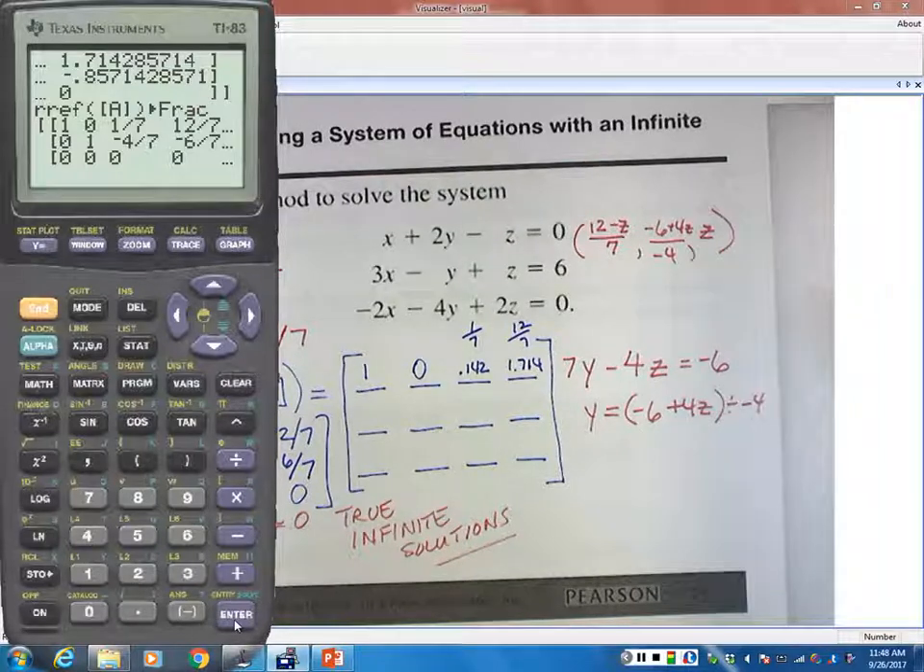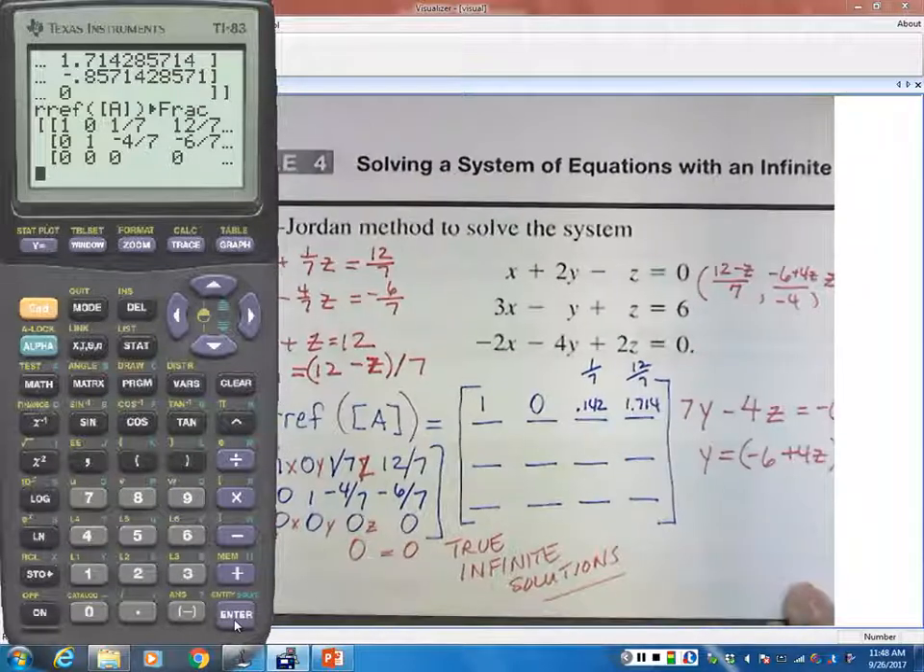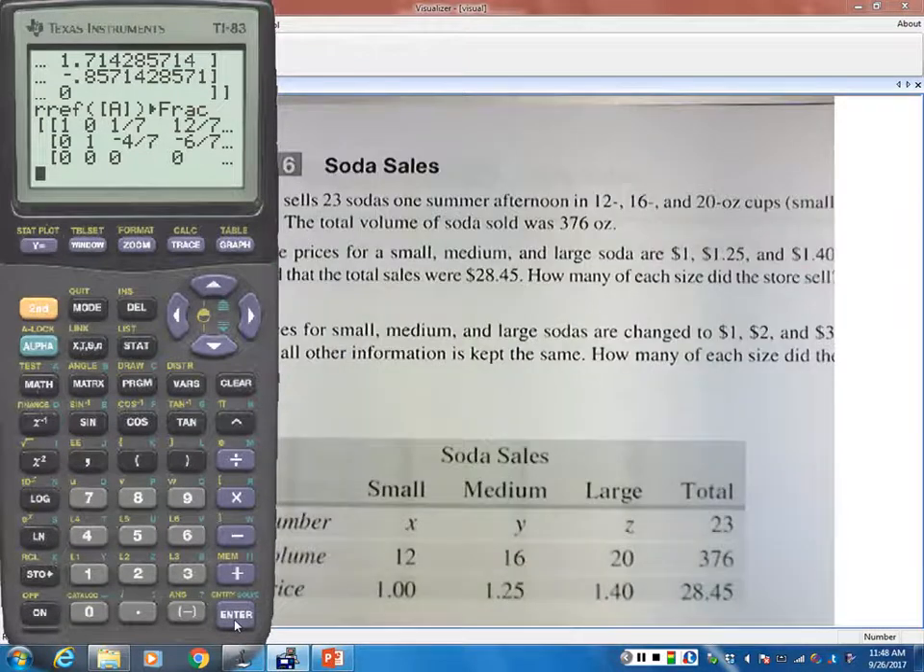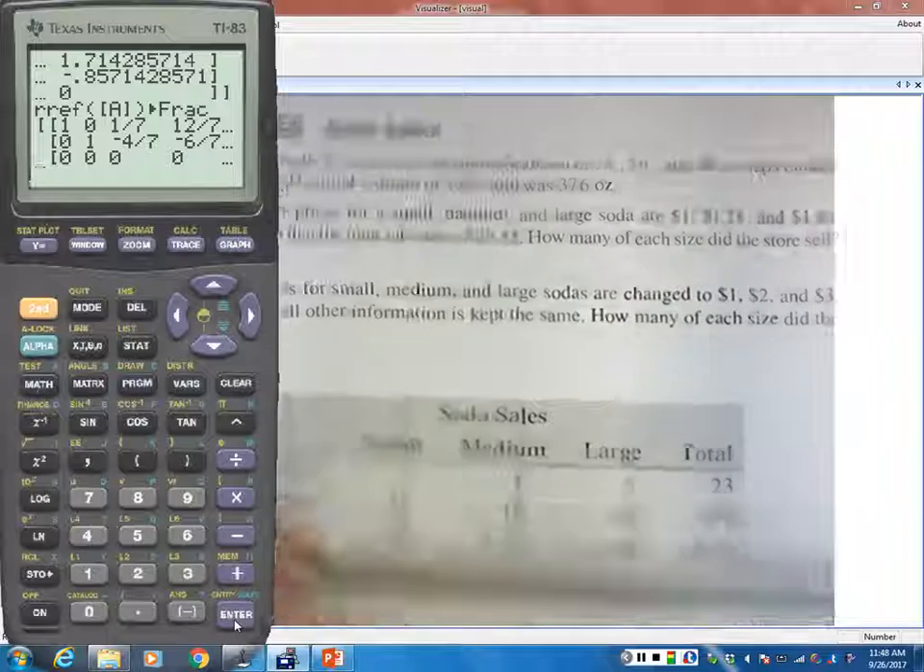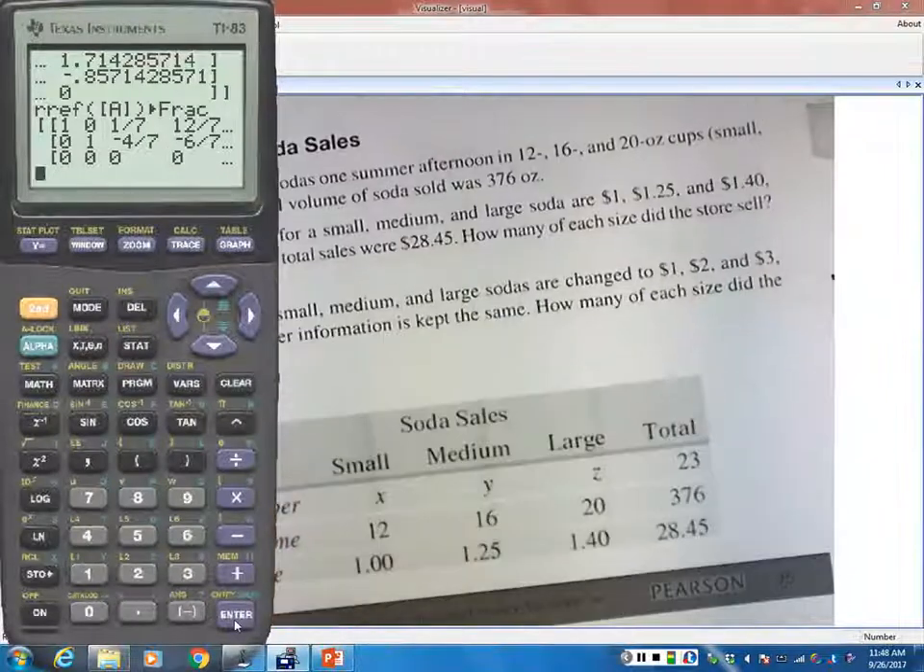Okay, now we're going to pick up there next time, and we're going to do an applications problem, so be looking ahead. Maybe take a few notes ahead, because we're going to talk about this convenience store problem next time.